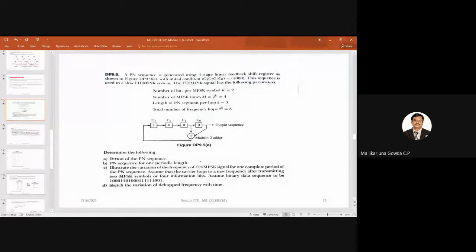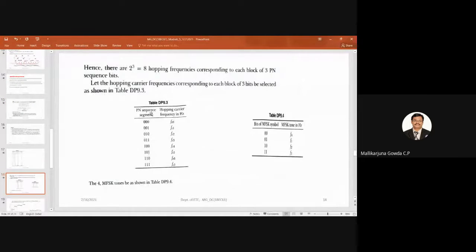So what I wanted to say is this. Hope you are able to see this. For the bits of an MFSK symbol, 00 I denote as the MFSK tone F0, 01 as F1, 10 as F2, 11 as F3. And for my PN sequence, 000 to 111 can be FC0 to FC7.